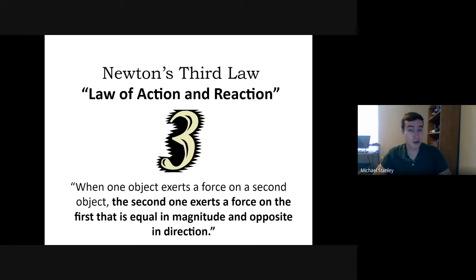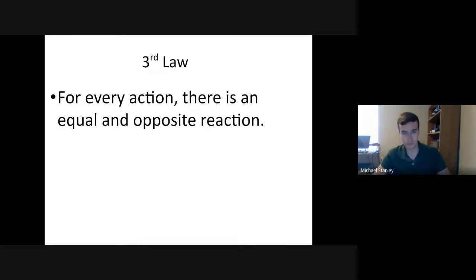So this one is kind of hard to just explain using words. So I like to try and use a lot of examples to show how exactly this works. You often hear it referred to as: for every action, there is an equal and opposite reaction, meaning for every force against something, there is an equal force in the opposite direction.